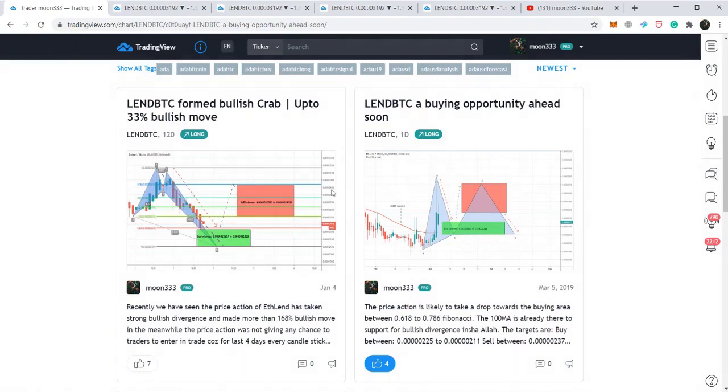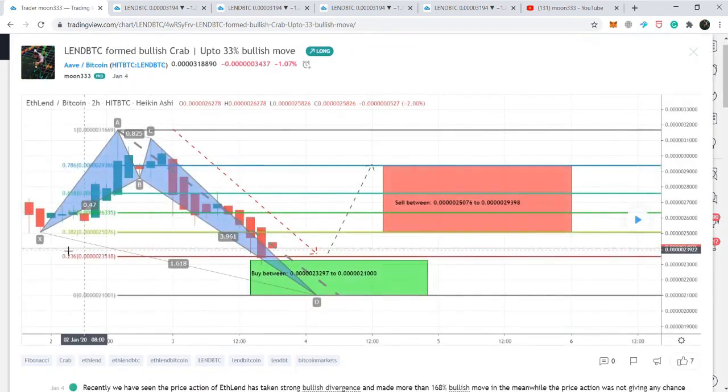After that, I posted this idea on January 4, 2020. In this idea, I predicted that the price action has completed a bullish crab pattern. After this initial leg, it was retraced between 0.382 to 0.618 Fibonacci retracement level, projected between 0.382 to 0.886, and then retraced between 1.27 up to 1.618 Fibonacci retracement level.